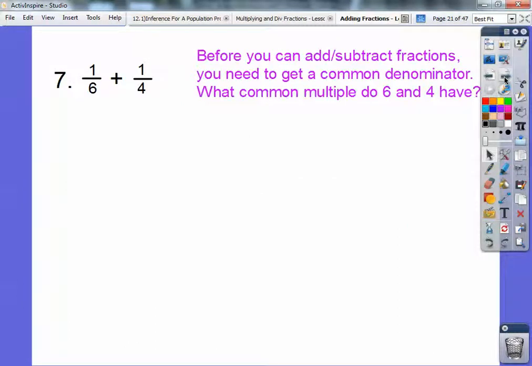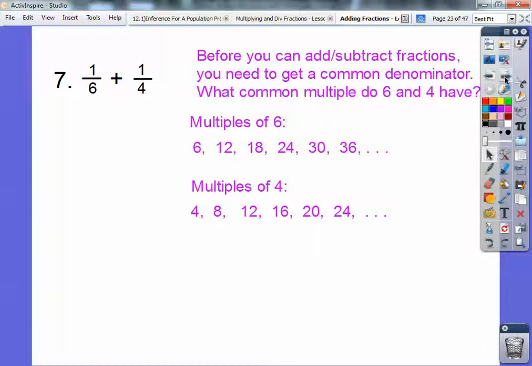So when we get common denominators, think of multiples. I always take the bigger denominator first, you guys. So 6 times 1 is 6, 6 times 2 is 12, 6 times 3 is 18, times 4 is 24, 6 times 5 is 30, 6 times 6 is 36. So what common multiple does both 6 and 4 have? And a lot of you guys already know this, but if you don't, then do the next multiples of 4. Okay, 4 times 1, 4 times 2, 4 times 3, 4, 5, 6.